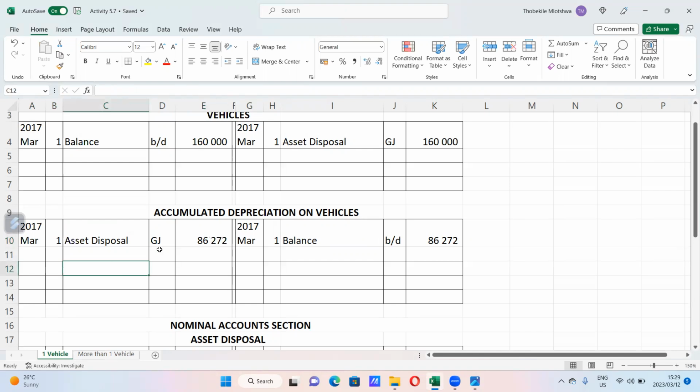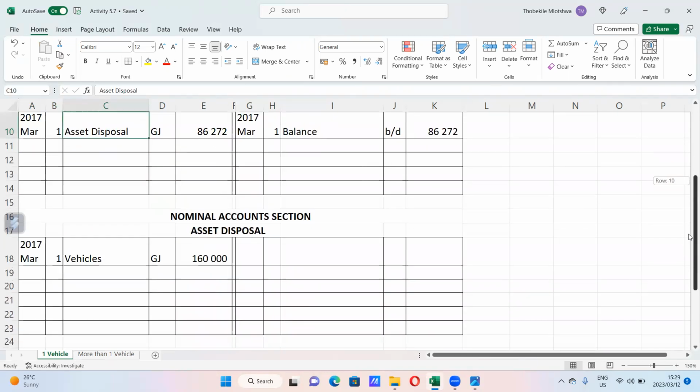We debited accumulated depreciation, which means we credit asset disposal. Same date, we credit asset disposal. So we have nothing in accumulated depreciation because we don't have a car anymore. We can't have anything on vehicles, and we can't have anything on accumulated depreciation on vehicles because we do not have a car. After today, on the 2nd of March, we have sold this car, we don't have it.